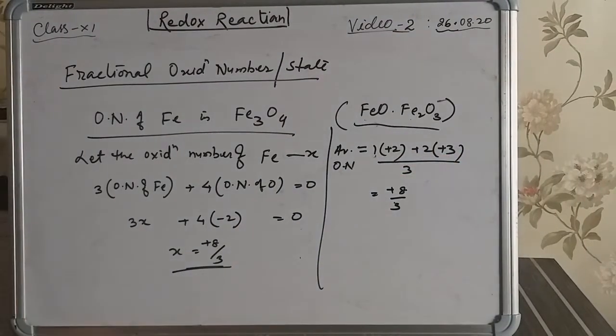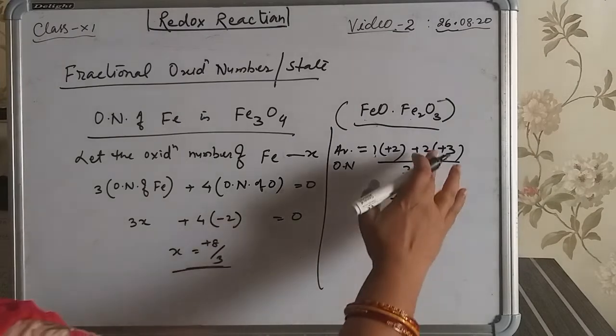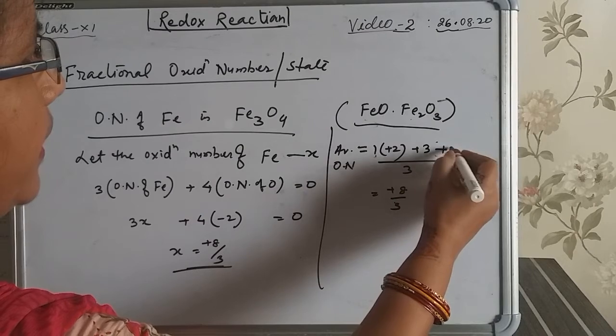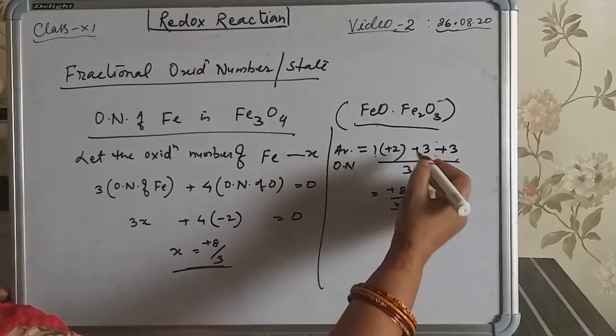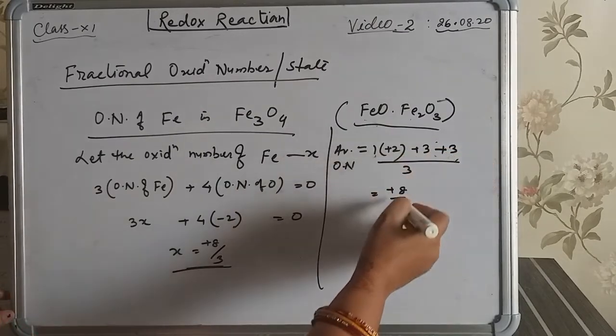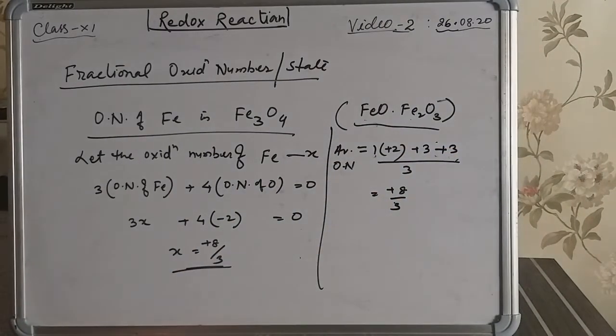So plus 3, plus 2, plus 2, plus 3, plus 3. You can write it in this way also: plus 3 and plus 3, 2 times Fe. This is plus 2, this is plus 3 and plus 3. So by calculating, plus 8 by 3.